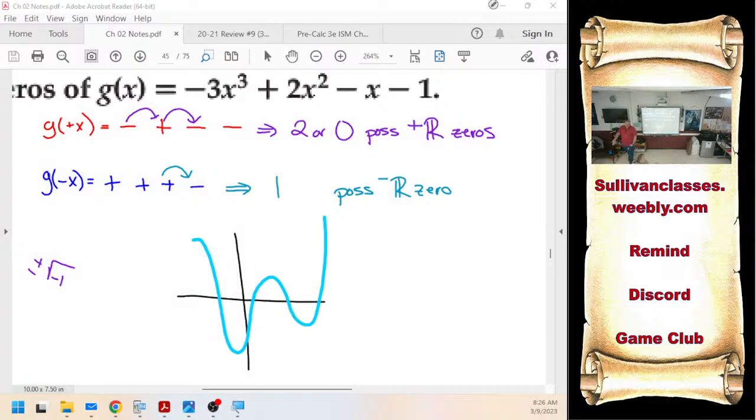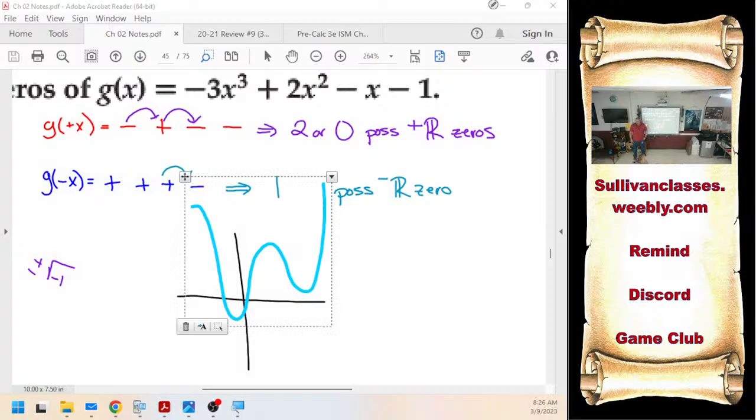How many positive real zeros does it have? 3. 1, 2, 3. How many positive real zeros does it have? How many positive real zeros does it have? 1. From 3 to 1. It goes down in pairs because those 2 real zeros became imaginary, and imaginary zeros always occur in pairs.